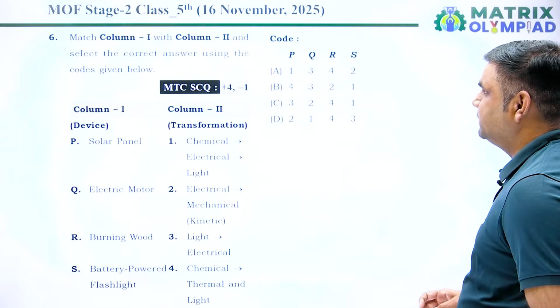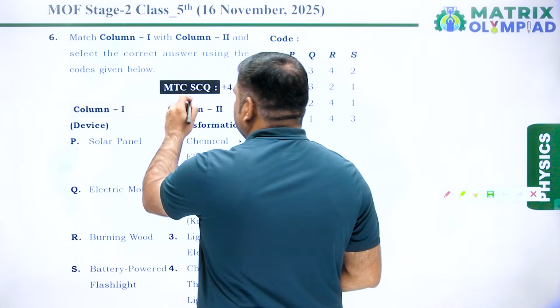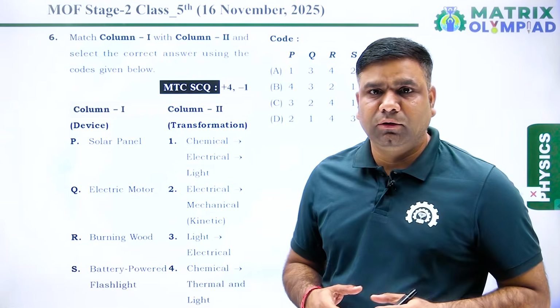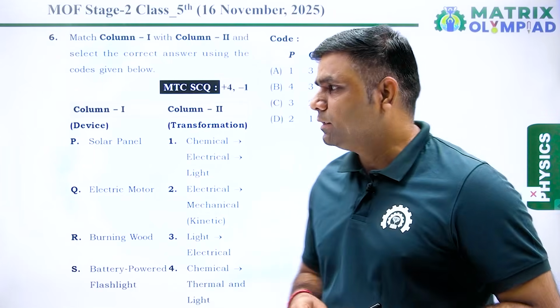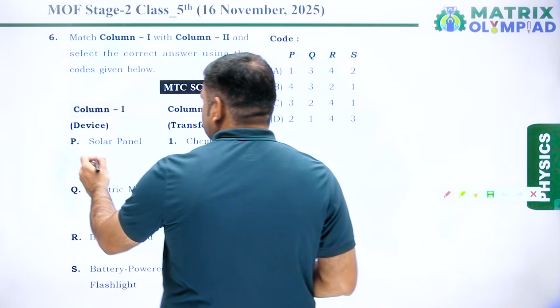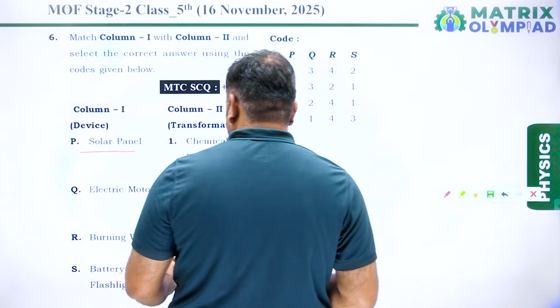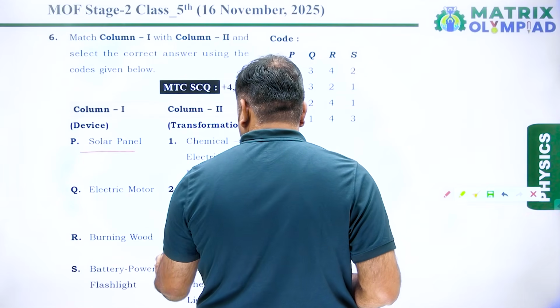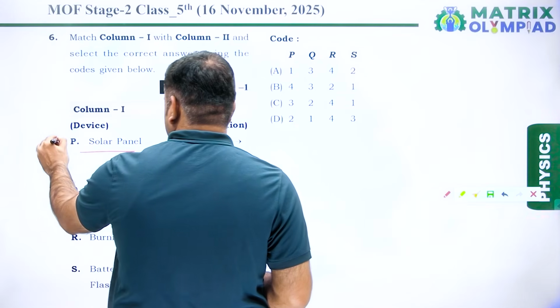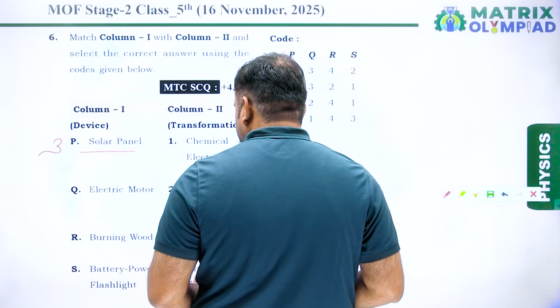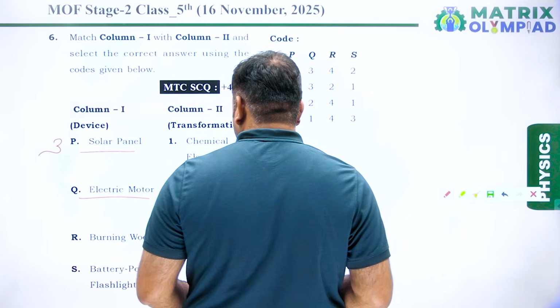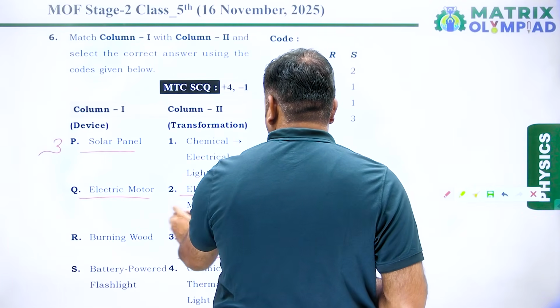Question number 6 is a match the column type question. We have to match column first with column second. So P is solar panel. What does a solar panel do? It converts light energy to electrical energy. So P matches with 3. Electric motor: an electric motor converts electric to mechanical energy.